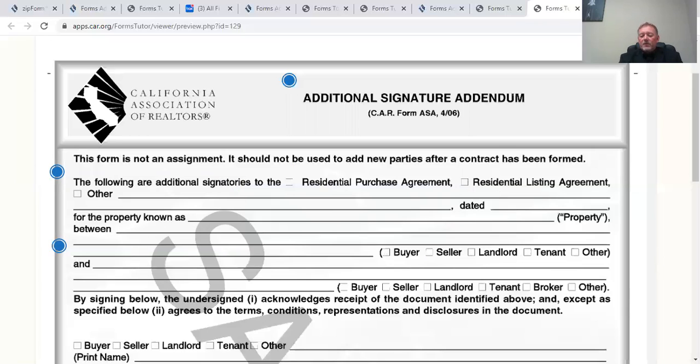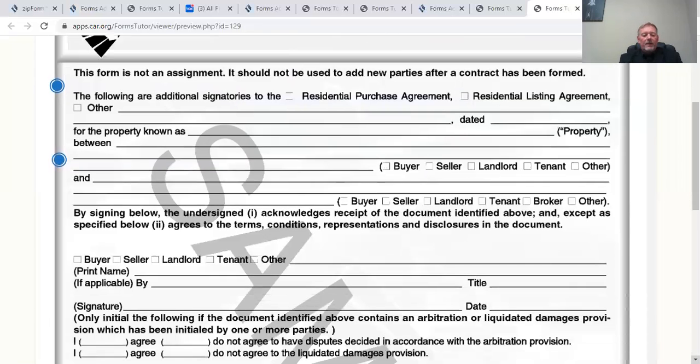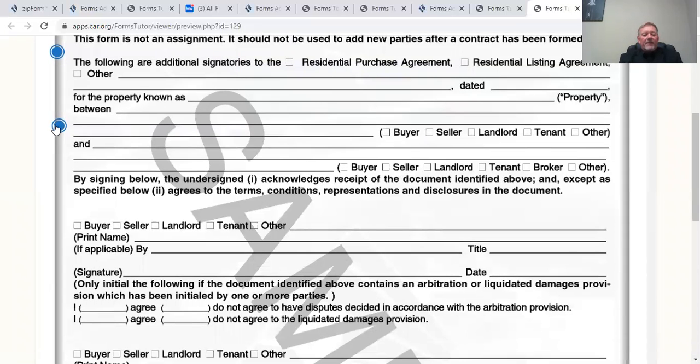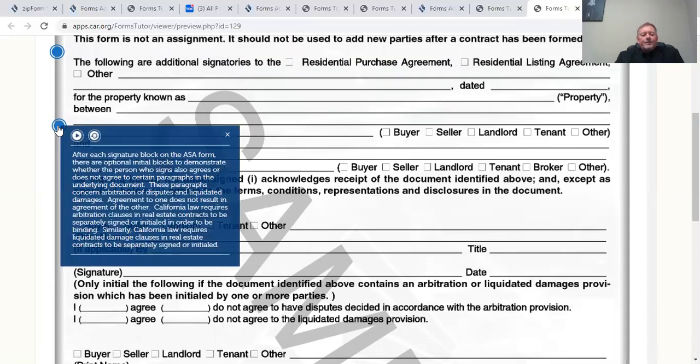And what's very interesting about this form is you'll find that right after each signature block on the ASA form, there are optional initial blocks to demonstrate whether the person who signs agrees or does not agree to certain different paragraphs in the underlying document. These paragraphs concern arbitration of disputes and liquidated damages. Agreement to one does not result in agreement to the other.